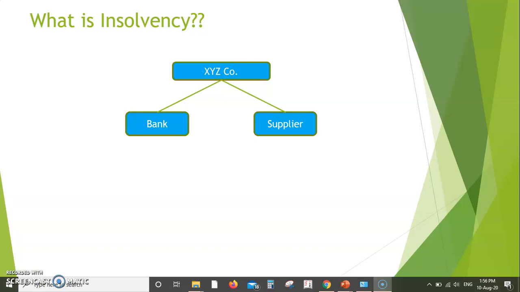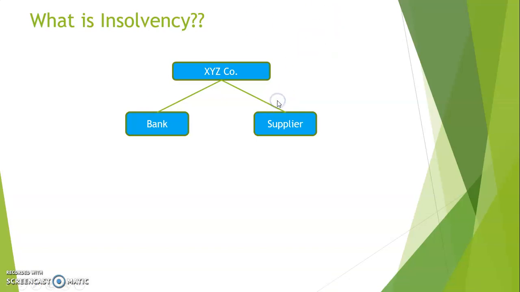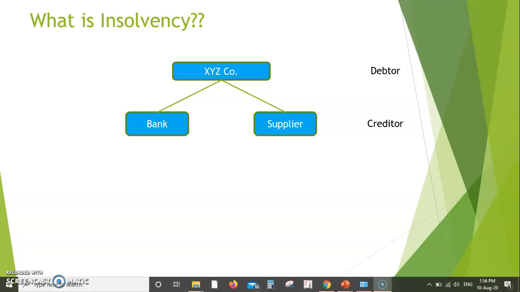So from this relationship, we can categorize XYZ company, bank and suppliers into two groups. And the groups are debtor and creditor. The bank and supplier are parties who provide XYZ company a form of credit. And XYZ company, being the party who takes the credit, becomes the debtor. The bank here provides XYZ company credits in the form of financial aid, whereas the supplier provides XYZ company credit in the form of goods and services.